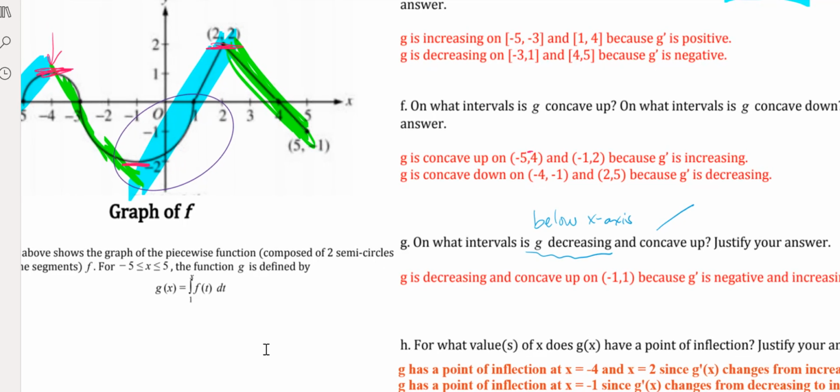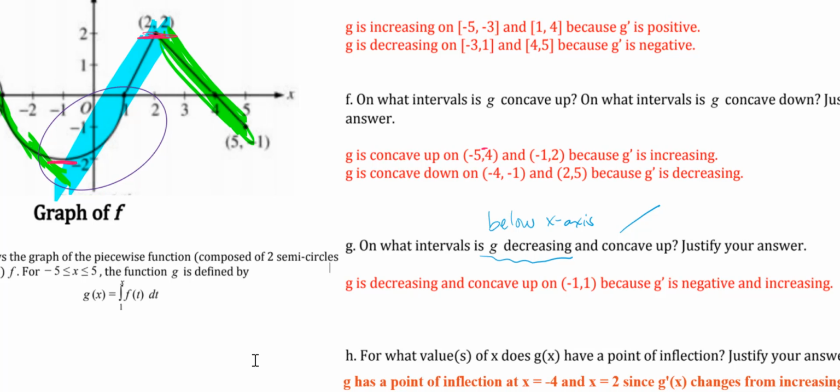The way we would justify that, we would say g is decreasing and concave up on -1 to 1 because g prime is negative, below the x-axis, and increasing, since g prime has a positive slope there. Those are the two pieces we would need to answer part G.